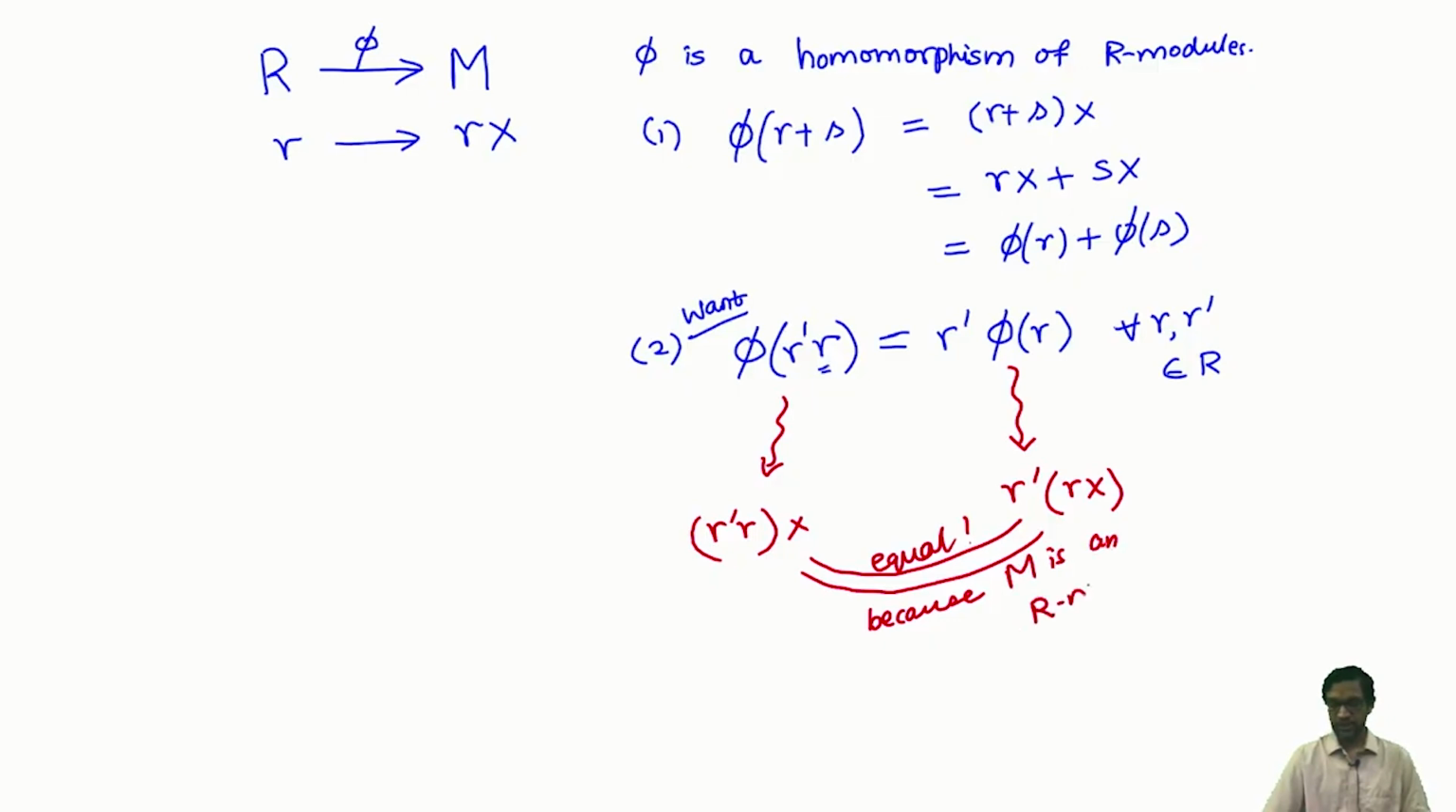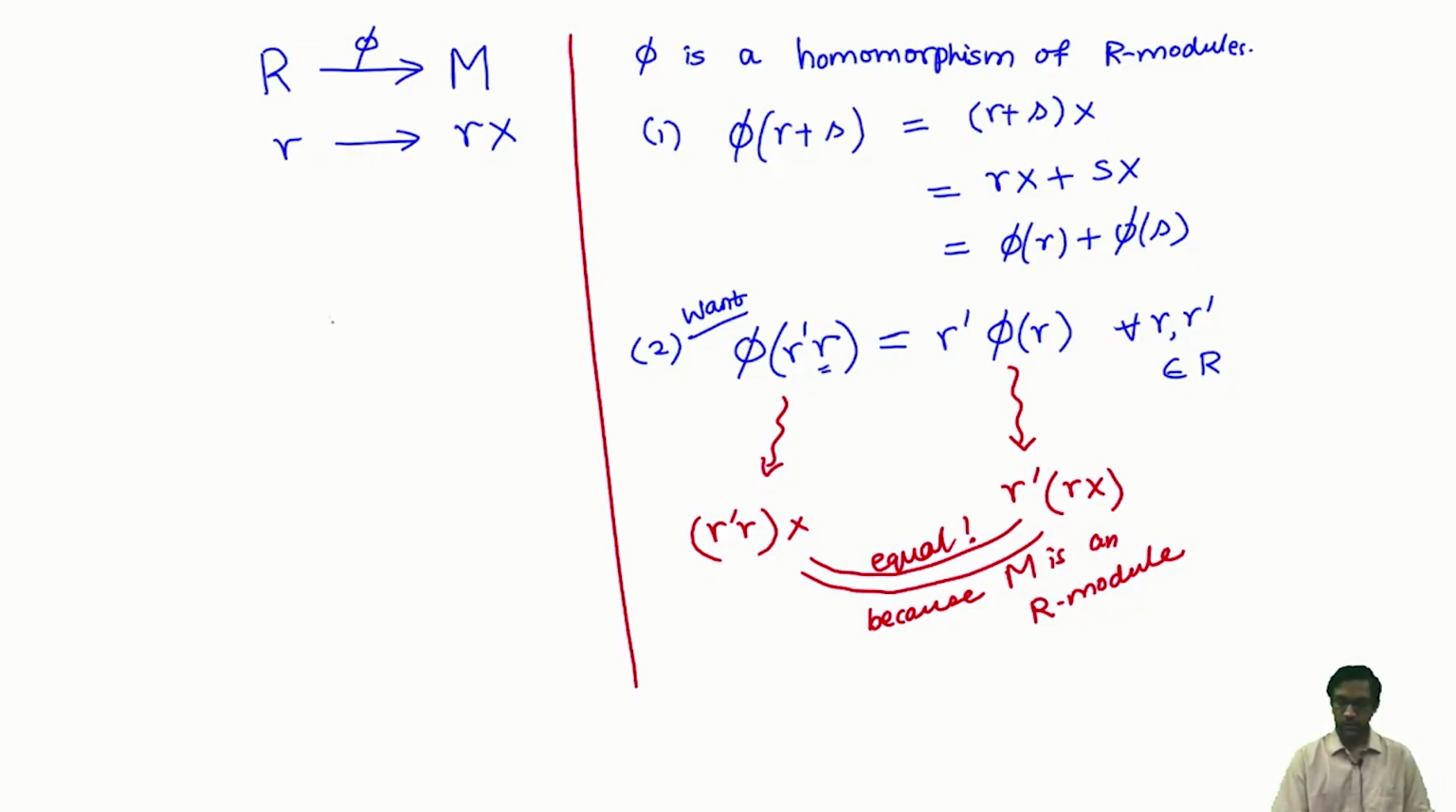So the R module axiom says when I have a product of two scalars r prime and r, when that acts on an element of the module, I can think of it as two repeated actions. First apply the first scalar, then apply the second scalar. So what we actually have is that this map phi that we have defined is a homomorphism.